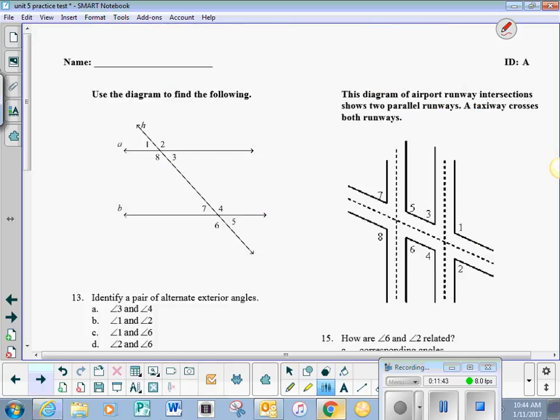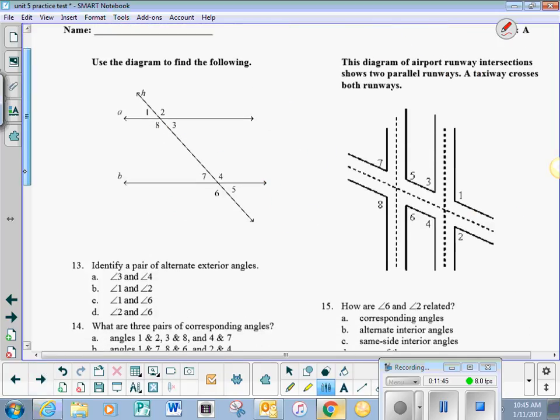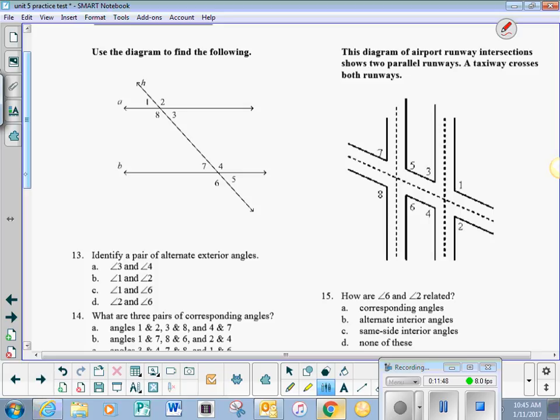Okay. Use a diagram to find the following. Identify a pair of alternate exterior angles. I'm going to use the process of elimination. Are 3 and 4 alternate interior or exterior? No, they're consecutive interior. What about 1 and 2? No, they're supplementary. What about 1 and 6? Nope. They're exterior angles, but they're not alternate exterior. And what about 2 and 6? They are an alternate exterior, so that's D.